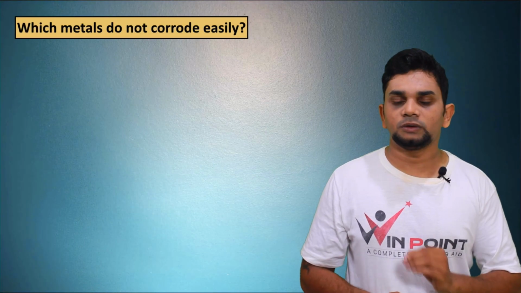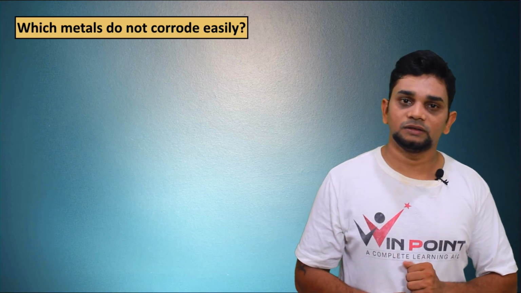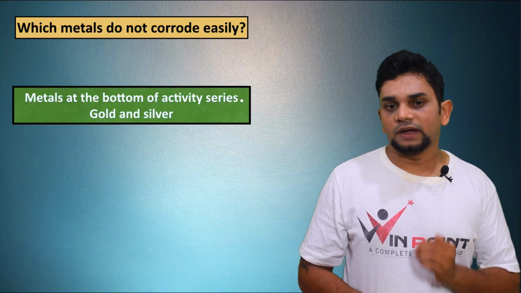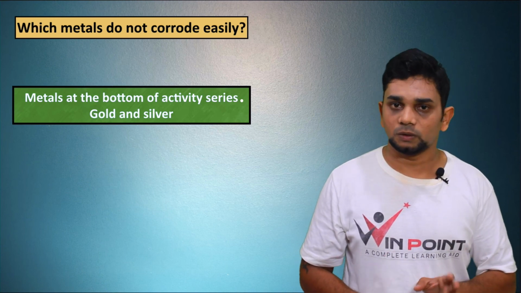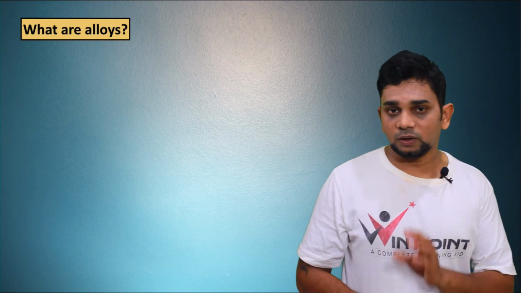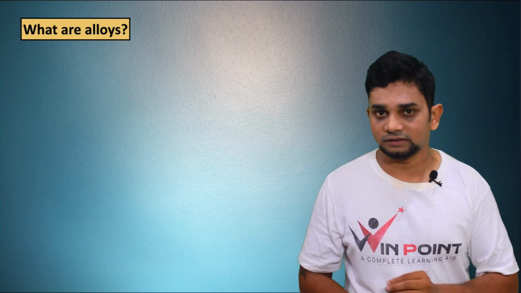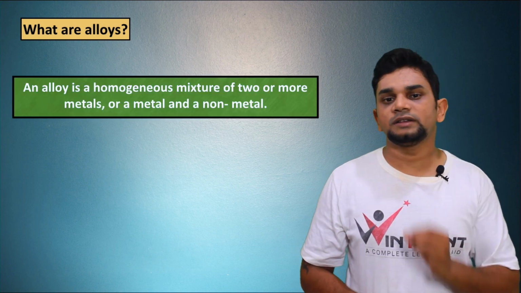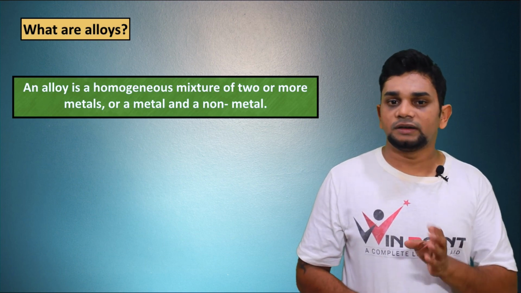Which metals do not corrode easily? The metals present at the bottom of the activity series won't corrode easily. Corrosion means chemical destruction. Metals at the bottom of the activity series, gold and silver, are not reactive. They won't corrode easily. What are alloys? An alloy is a homogeneous mixture of metals and non-metals. It can be metal plus metal or metal plus non-metal. An alloy is a homogeneous mixture of two or more metals or a metal and a non-metal.